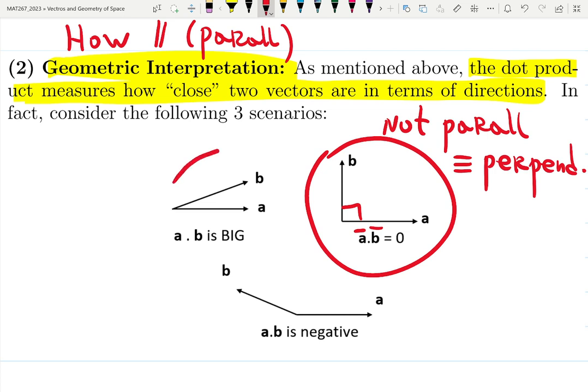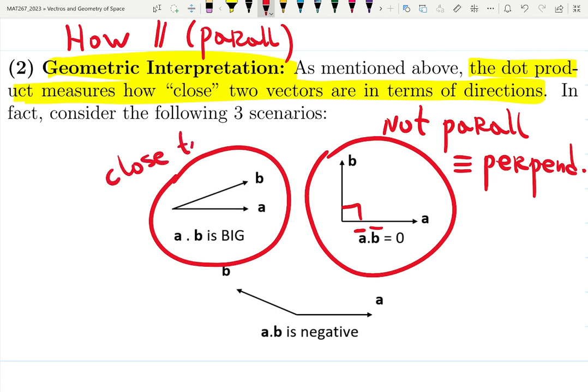If they are close to being parallel, and again, parallelity means close to being the same. How close are two vectors in terms of directions? Close to being parallel, so almost parallel. Like the angle between them is 0.1. It's almost the same vector. 0.1 degrees, right? Then the dot product will be big.